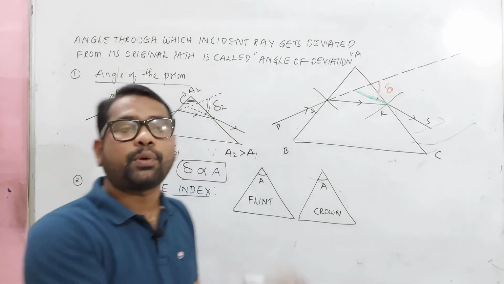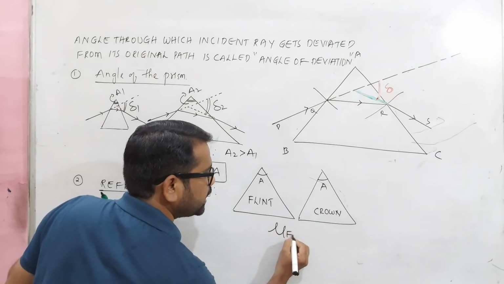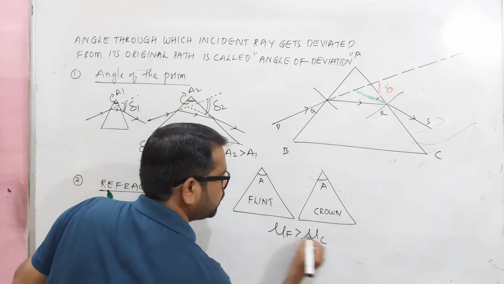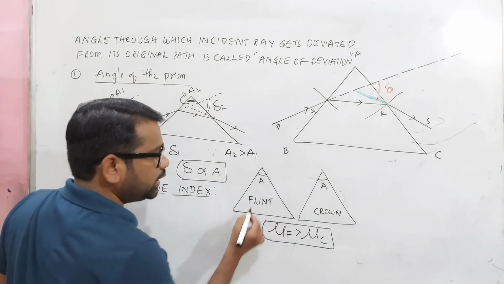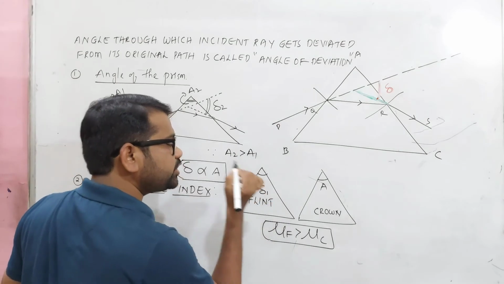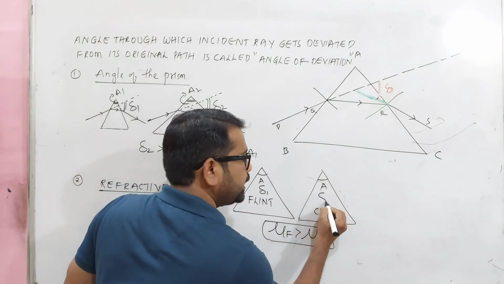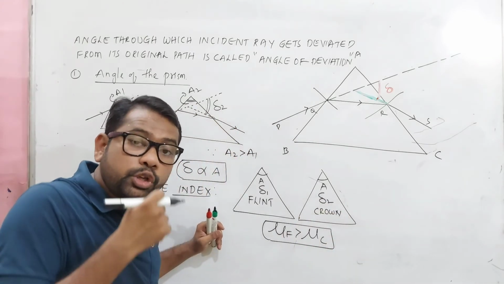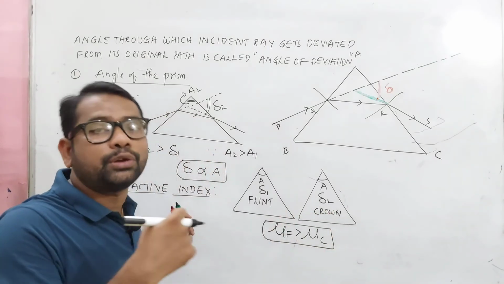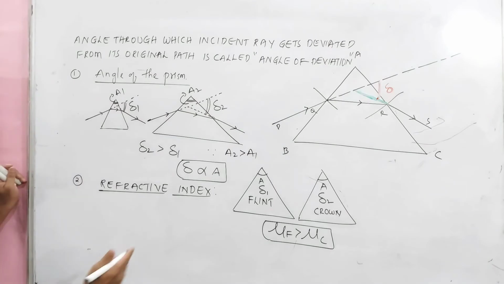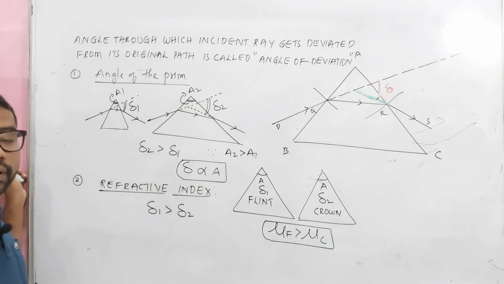It is a very important point that the refractive index of flint glass is more than that of crown glass. Very important. Let us say delta 1 is the deviation produced by the prism made of flint glass, whereas delta 2 is the deviation produced by the prism made of crown glass. Then what do we notice? We notice that delta 1 is greater than delta 2.